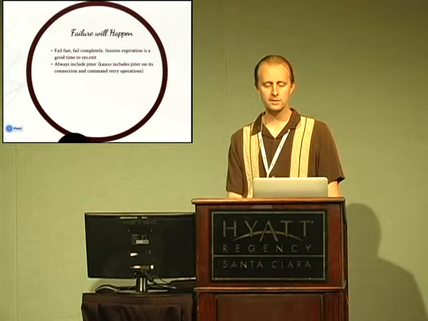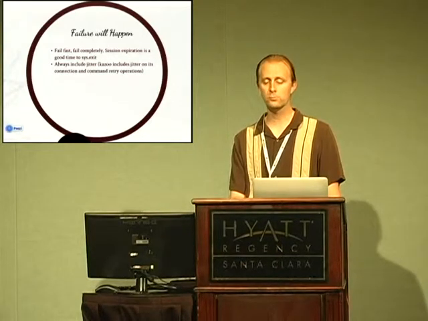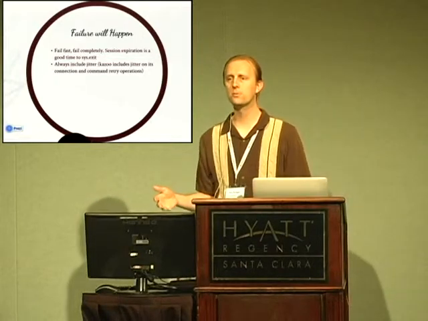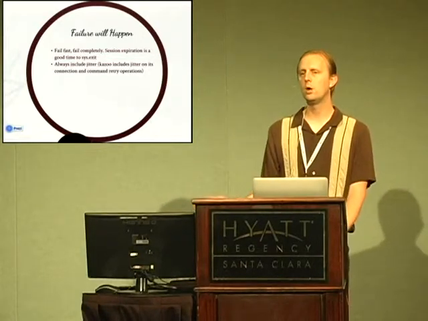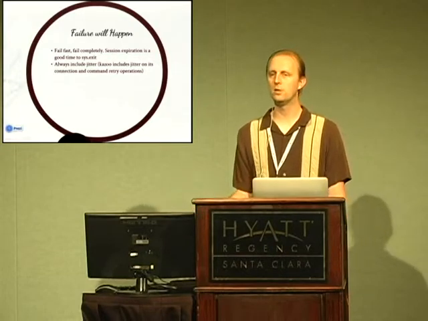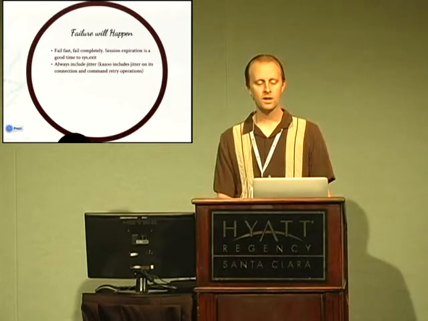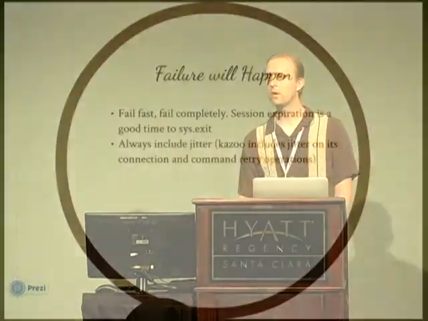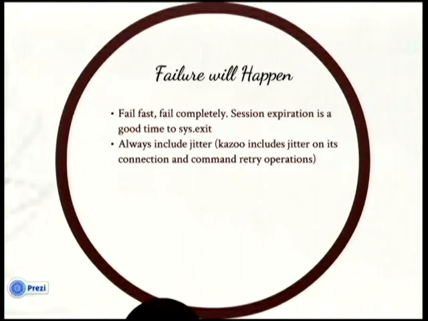Kazoo does this automatically in its connection and in its retry operations. So when you ask Kazoo to go ahead and do a command for you against Zookeeper, tell me what nodes are here, tell me the data of the node, one of these kind of operations, it will include jitter automatically for you. So this is really useful. If you're writing other systems that need to talk to central servers, it's also good to always introduce jitter. Staggering out those connections definitely makes things a lot easier.